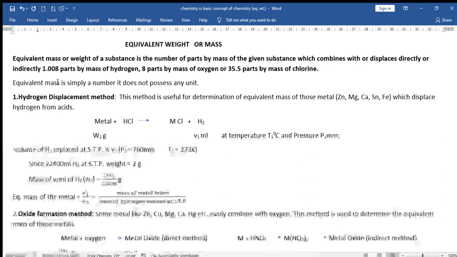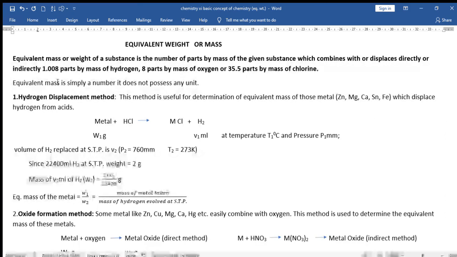All of you have seen that some metals react with hydrogen, sometimes they react with oxygen, sometimes they react with chlorine. So, what is the relationship between the equivalent mass and mass of all these hydrogen, chlorine and oxygen? When the metals react with 1.008 gram of hydrogen, the mass of metal which reacts with 1.008 gram of hydrogen is called its equivalent mass.